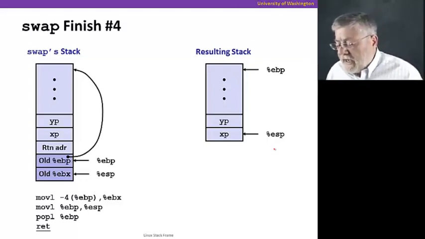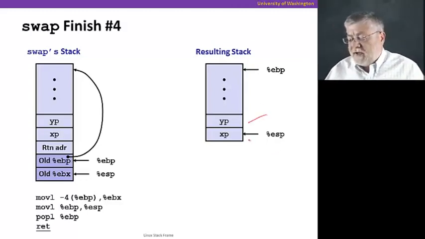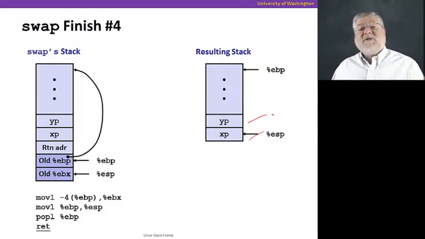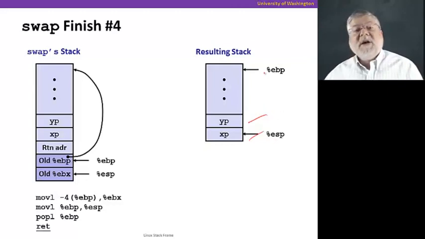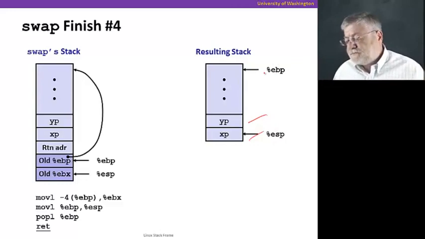Okay. And of course, with the arguments left on the stack, now it's up to call swap to remove those arguments if it needs to. Or it could choose to just leave them there and return itself, having its stack pointer adjusted to the previous frame for the function that called it.